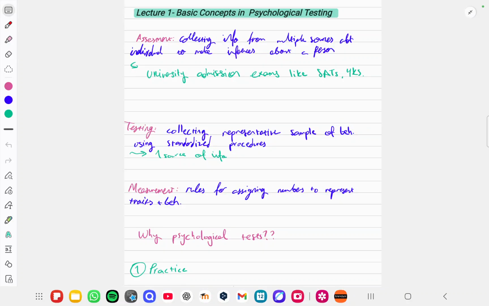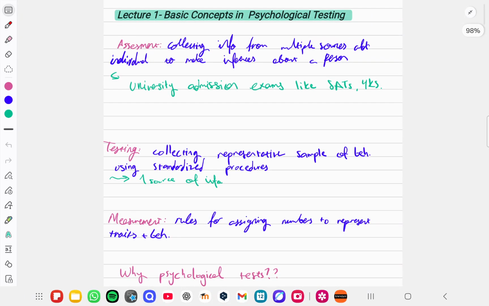Hi, so today we'll be talking about the first lecture of testing and measurement class, and the title is Basic Concepts in Psychological Testing. So I made my own notes based on the slides that are shared by the instructor, and I will be going over these notes while explaining the concepts.